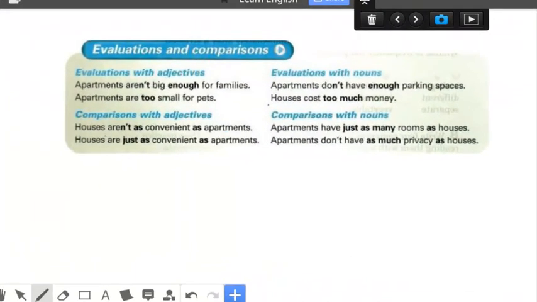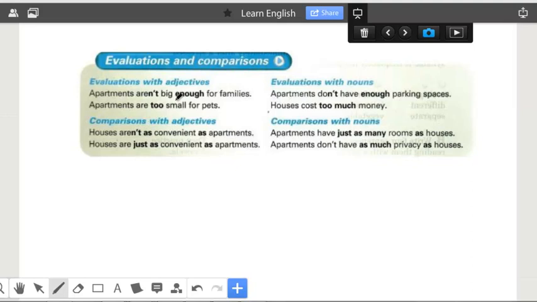Let me present some structure now. The first thing that I would like to do is to show you how to make evaluations using adjectives. Particularly, we're going to learn how to use the words enough and too. After that, we're going to make evaluations, but this time we're going to use nouns. At the same time, we're also going to use the words enough and too.